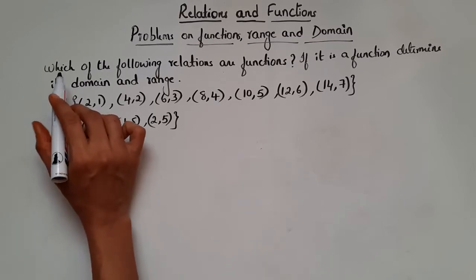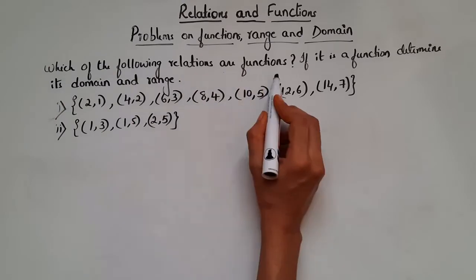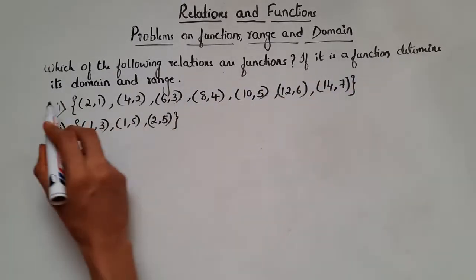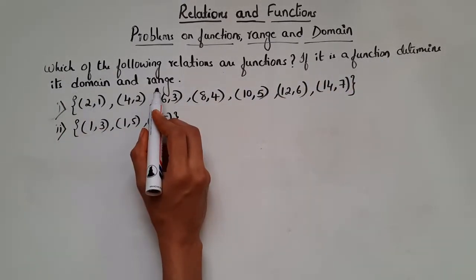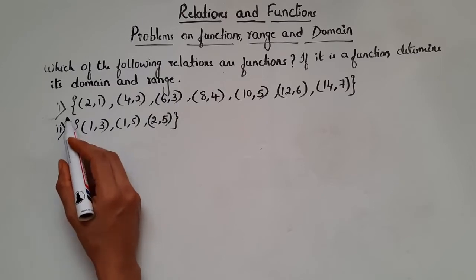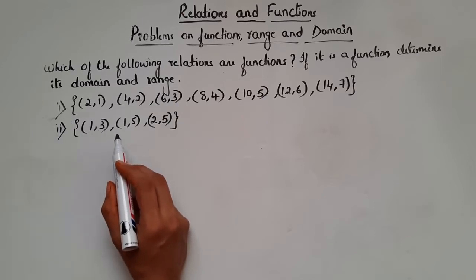Now let's see this problem. Here it says, which of the following relations are functions? If it is a function, determine its domain and range. So they have given two relations. We have to see whether they are a function or not.